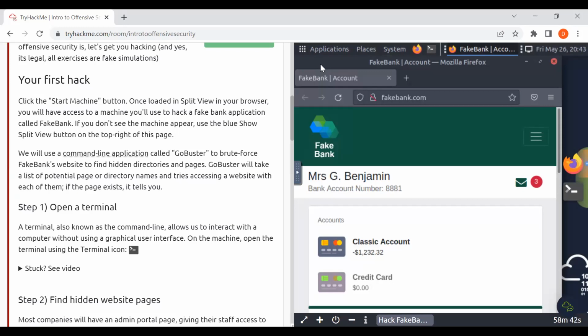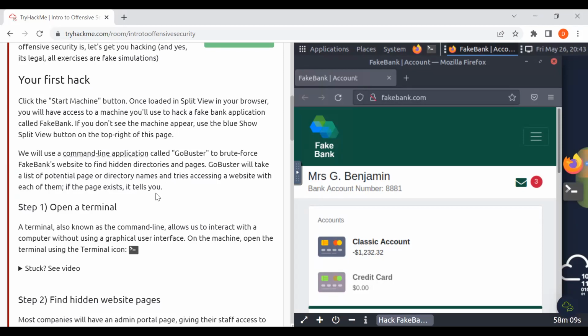Now, they say we want to use it. If you look at our instruction, they say we will use a command line application called GoBuster to brute force the fake bank website to find hidden directories and pages. GoBuster will take a list of potential page or directory names and try accessing a website with each of them. If the page exists, it will tell you. So that is what GoBuster does.